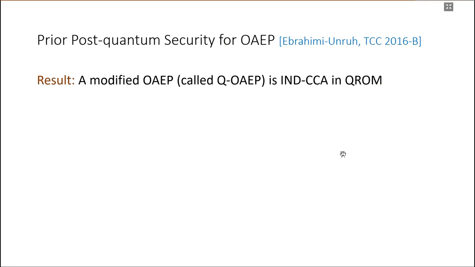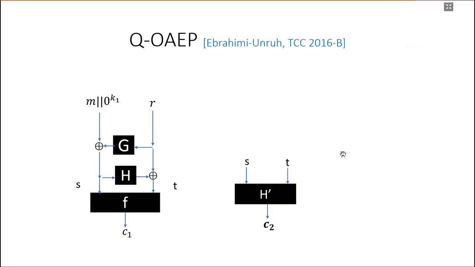The existing research prior to our work shows that a modified OAEP that is called QOAEP is indistinguishable CCA in a quantum random oracle model. QOAEP uses an extra random oracle in this way. It's almost the same as OAEP, except the ciphertext C2 that is obtained by querying a new random oracle H prime. So querying H prime on input S and T gives us the second ciphertext that is C2.